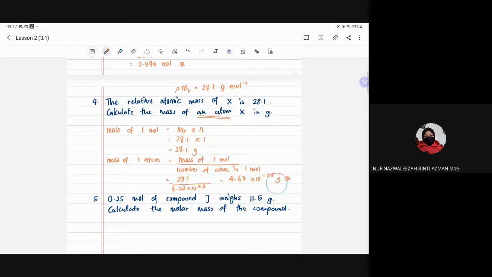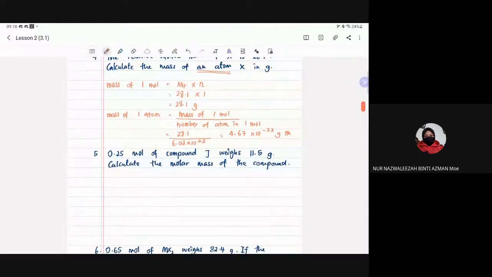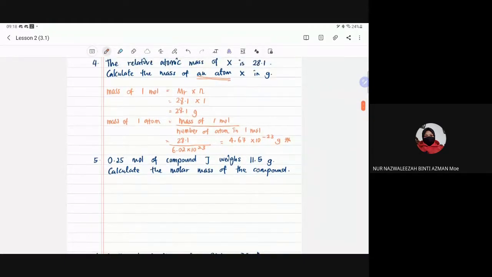Okay, unit dia adalah gram. This is mass. Nampak tak? Nilai ini sangat kecil. It's a very small number. Okay. So now, let's proceed to the next question.